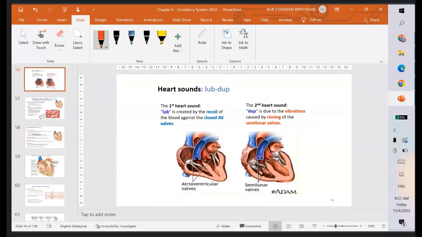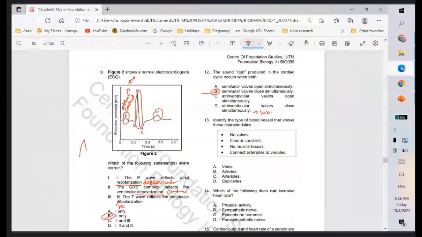But lub is created when the ventricle contracts. When the ventricle contracts, it exerts a high pressure on the blood in the chambers of the ventricle and causes the blood to recoil against the closed AV valve. So the high pressure blood in the ventricle recoils against the closed AV valve. That is the lub and the dub sound. Okay, thank you, Jasreen.